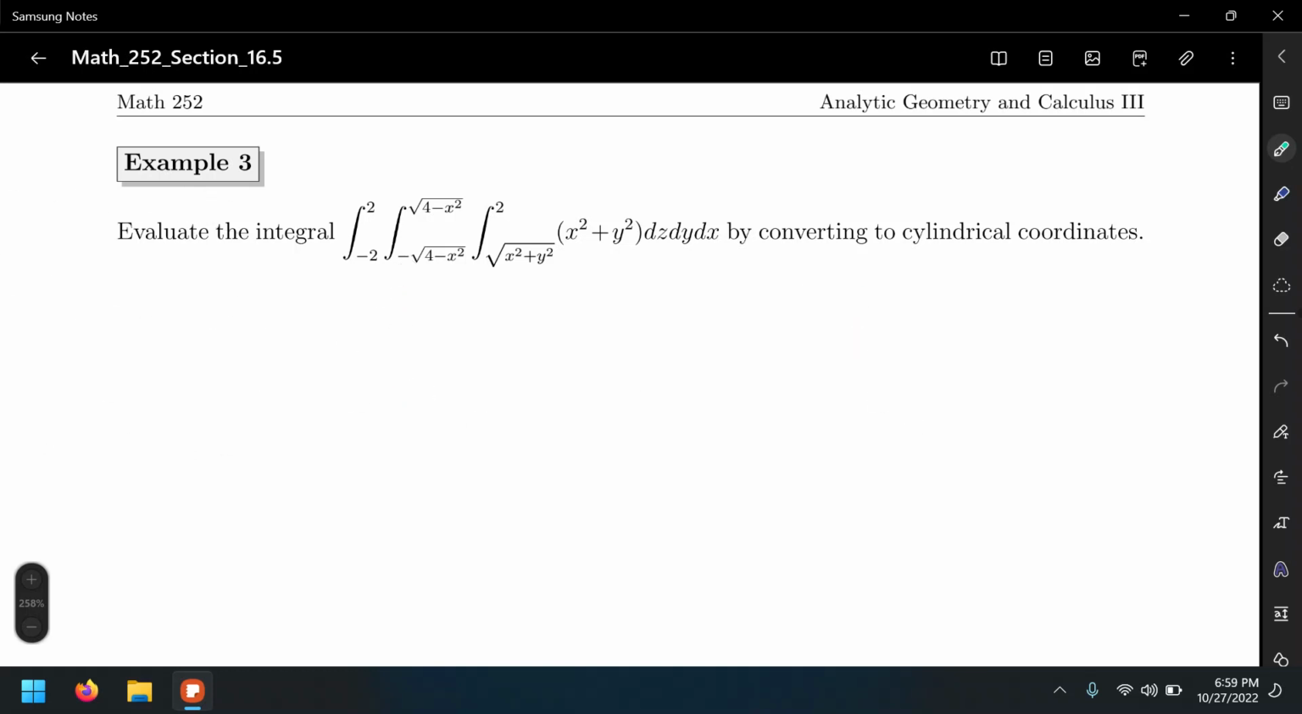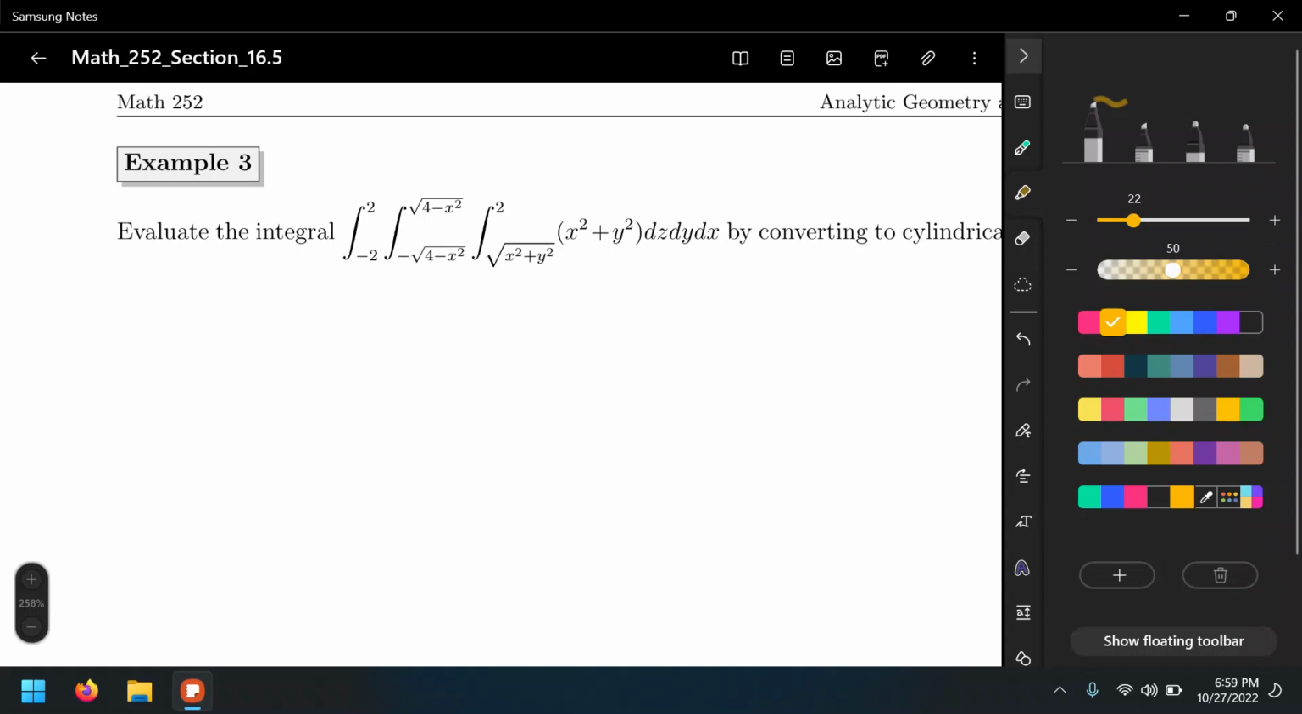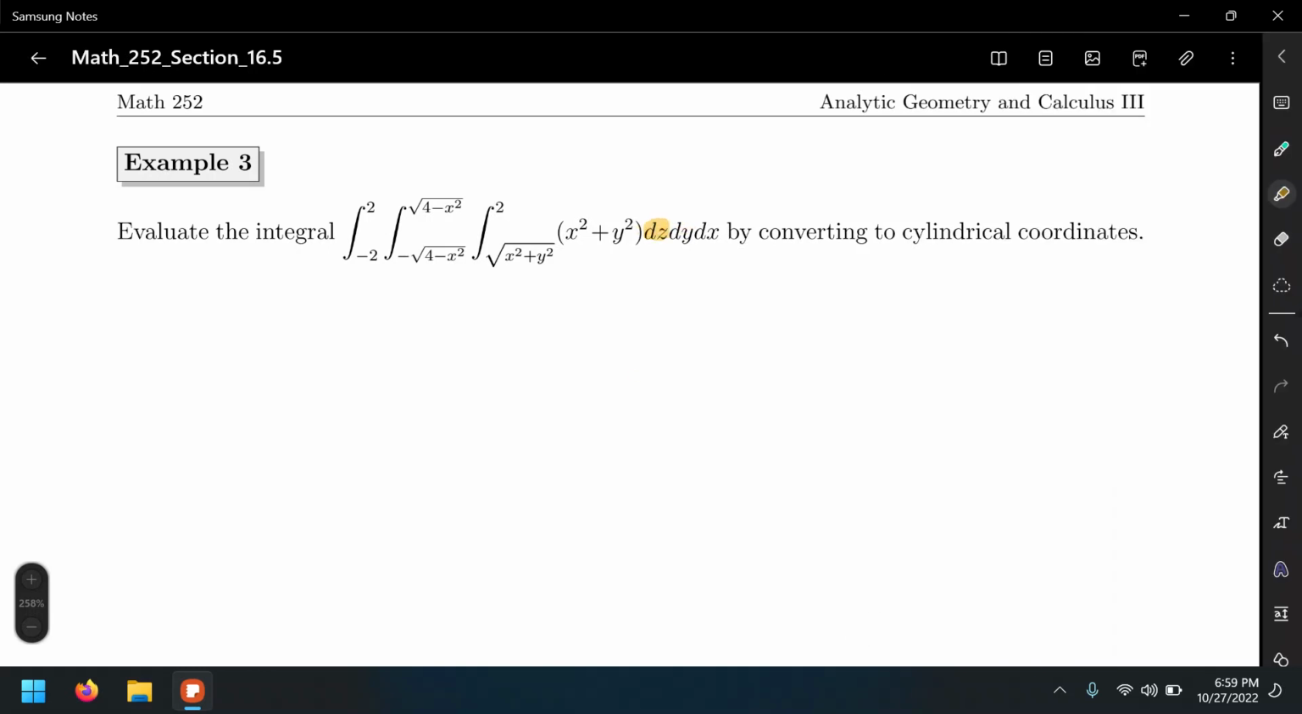triple integrals. So whenever we have these limits right here, we should interpret them the following way. Number one, this dz right here is related to this innermost integral. So what is this telling us? We're going to look at this later actually.